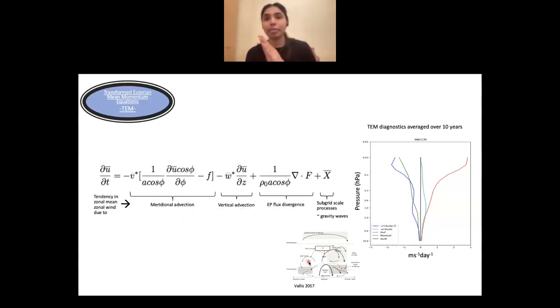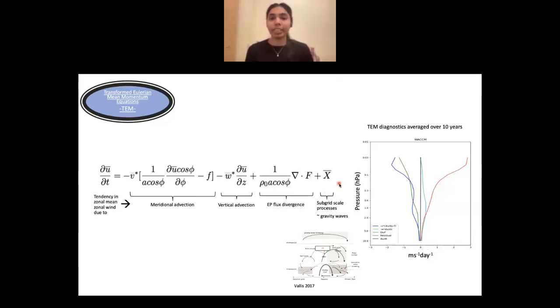It partially comes from the Brewer-Dobson circulation, but it can also have effects from the induced circulation, which is due to wave dynamics. So basically, if there is an easterly wave forcing, it creates an upwelling, and the westerly wave forcing will create a downwelling. That induced circulation will also affect the vertical advection here. And the third term is the EP flux divergence, which will represent the resolved wave forcing. And the last one is for the subgrid scale process.